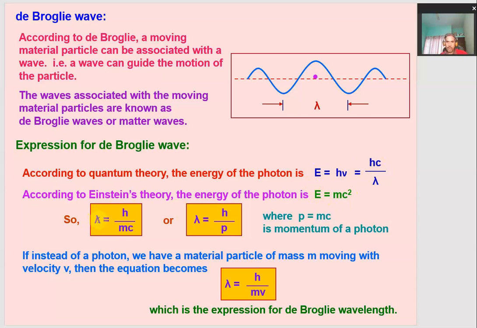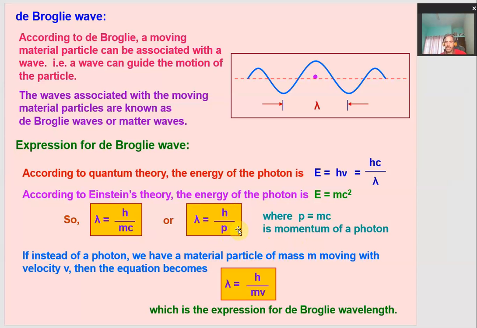So this wavelength comes out to be h/mc. Here m is the mass of the photon, which is not the rest mass of the photon, because the rest mass of a photon is 0. So m is the mass of the photon, which is a packet of energy, and c is its speed. So mass into speed is nothing but the momentum of the photon. Therefore λ can be written as h/p.